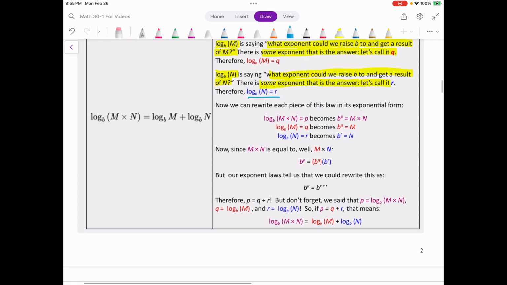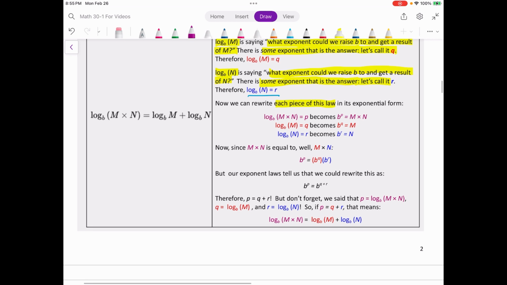so we can think about how they're related to each other with some equations. So let's rewrite each piece of this law, meaning log base b of m times n, log base b of m, and log base b of n, in exponential form. Log base b of m times n equals p in exponential form is just b to the power of p equals m times n. This one, b to the power of q equals m. b to the power of r equals n.